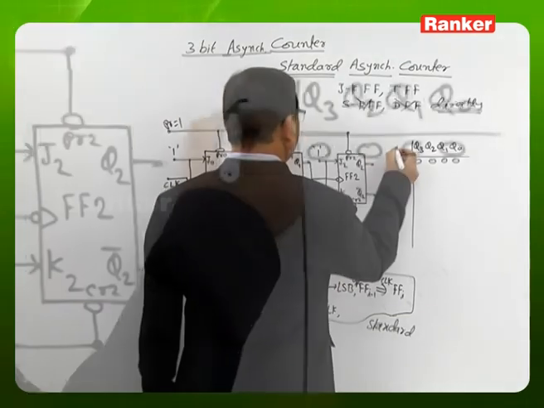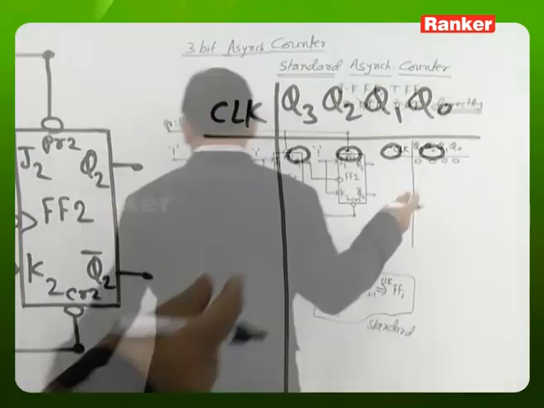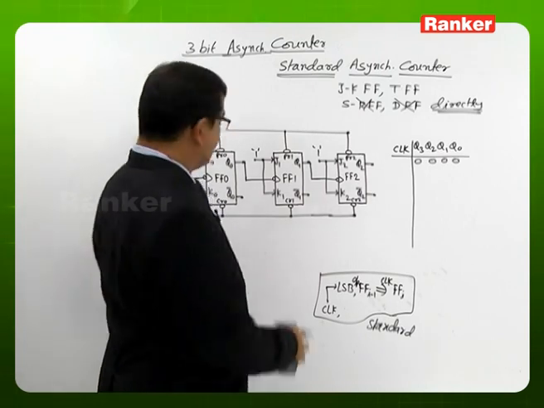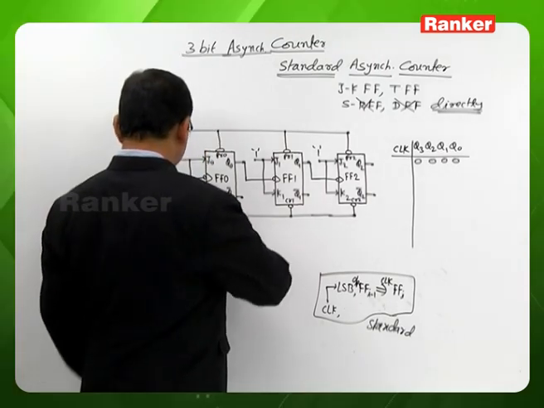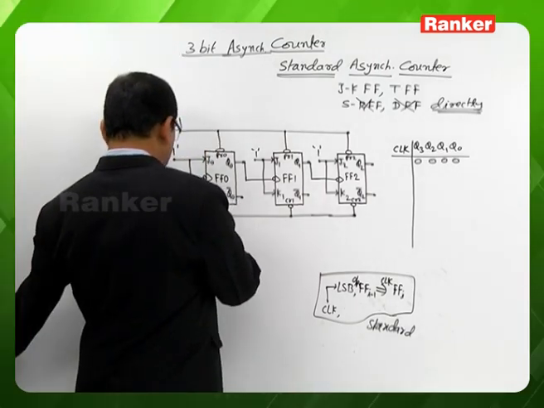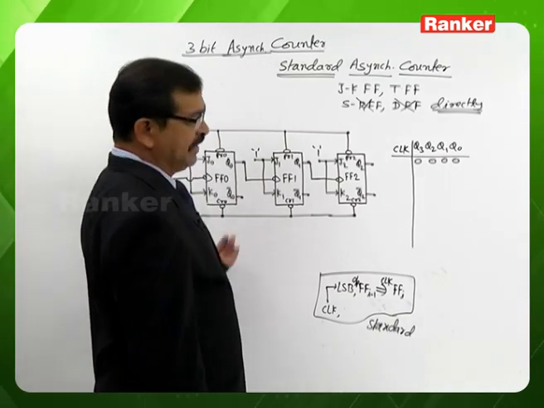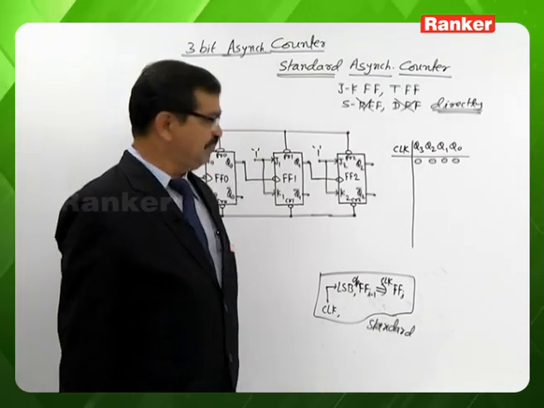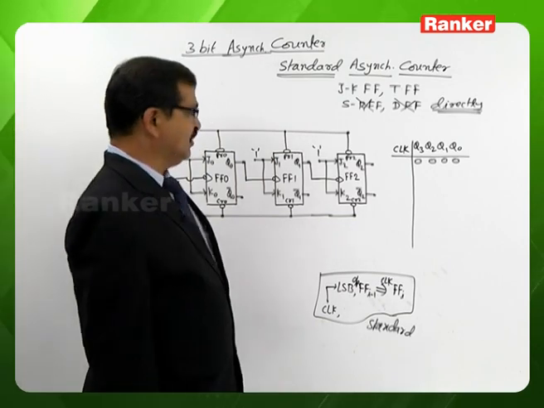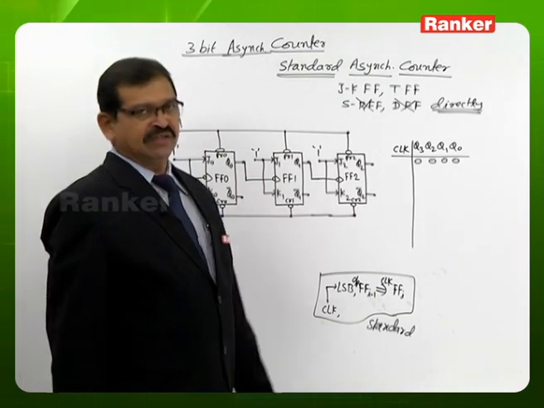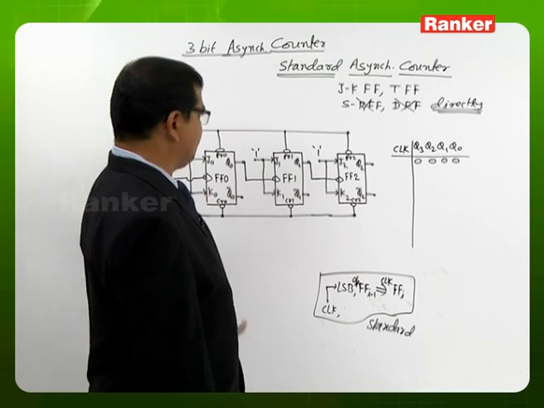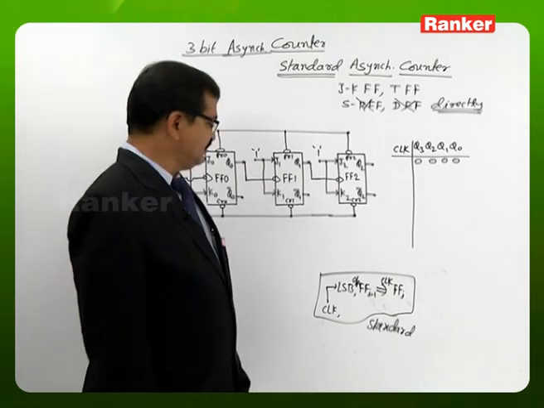Later we want to apply the clock signal. To apply the clock signal, the clear and preset must be ineffective, so they must be connected to 1. Clear and preset must be connected to 1. So it is a required initial setup before applying the clock signal. Later we are going to apply the clock signal.